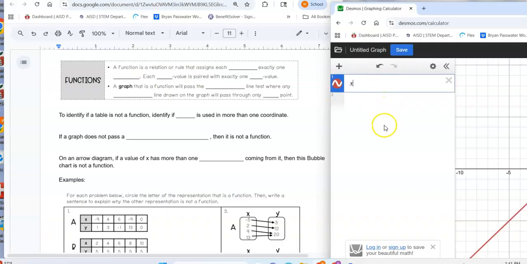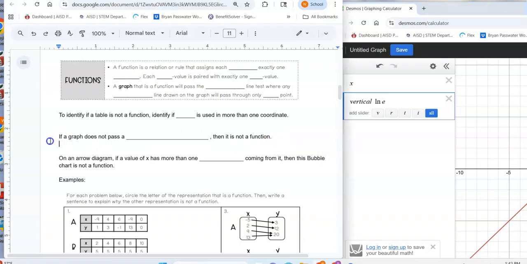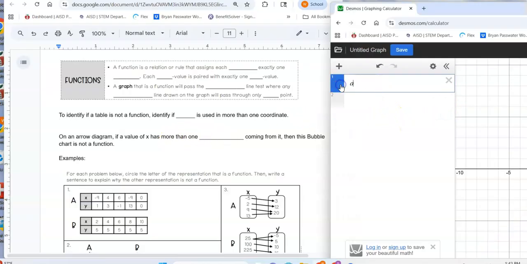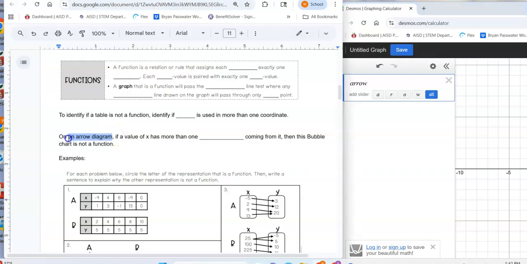If a graph does not pass the vertical line test, it is not a function. I don't need this, actually, I'm going to take that out. All right, so then there are these things called arrow diagrams, or bubble diagrams. On an arrow diagram, if a value of x has more than one arrow coming from it, then the bubble chart is not a function.